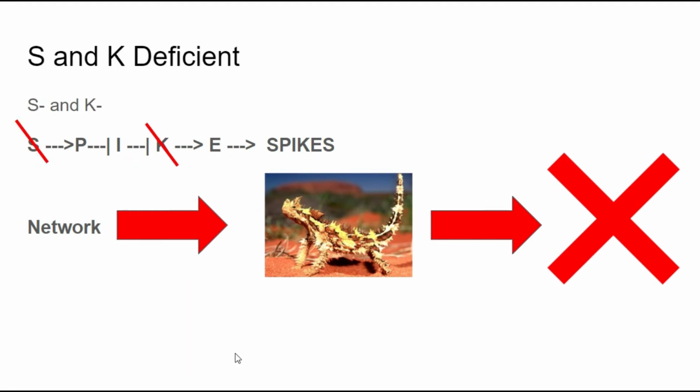In our last example, if our thorny dragon is S and K deficient, our thorny dragon will not produce spikes. Because we are deficient in K, E cannot be produced. Again, this is further downstream, so look at that. And because of E no longer being produced, spikes do not get produced. Thus, our thorny dragon receives a big X.